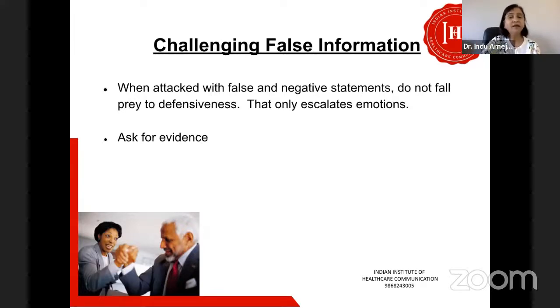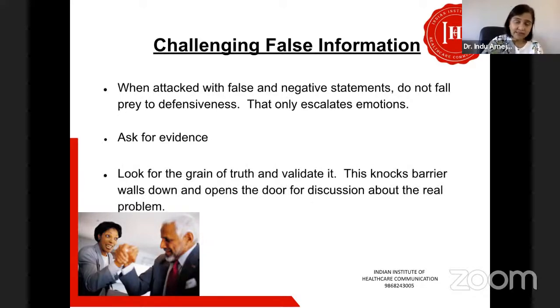But when you ask for evidence, you people are careless. So you're making a very huge statement by saying that you people are careless. Can you give me some more details to tell me what exactly you mean by you people are careless? Trust me, the person will not be able to hold any ground. So if they say something and there is a grain of truth, validate it. But when you ask for evidence and the patient or the attendant has nothing to say, most likely they will understand that they were just making a generalized statement and it was not true. So this is another way of handling the situation. Okay.